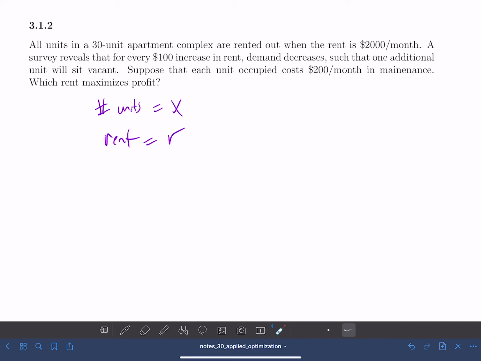What is my objective? Which rent maximizes profit? Omega equals rent. Rent equals... rent is a function of... no, rent is not a function of X. Rent is set by me. Omega is rent. Oh.